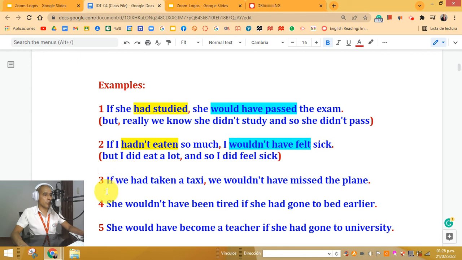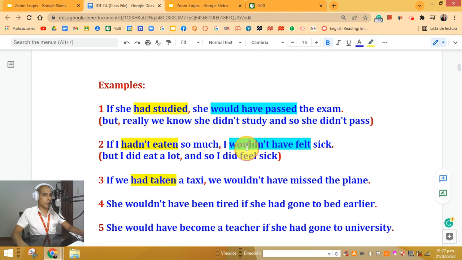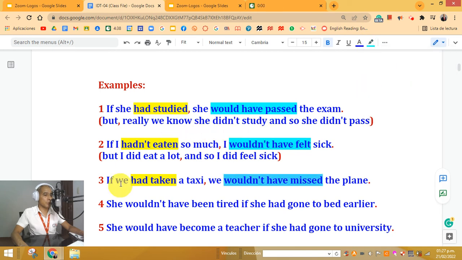Now let's continue with number 3. If we had taken a taxi, we wouldn't have missed the plane. So we're going to highlight had taken. We're going to use yellow color. And in the result clause, we have we wouldn't have missed the plane. I'm going to highlight wouldn't have missed. These are the keywords that correspond to the result clause. Let's continue with number 4.